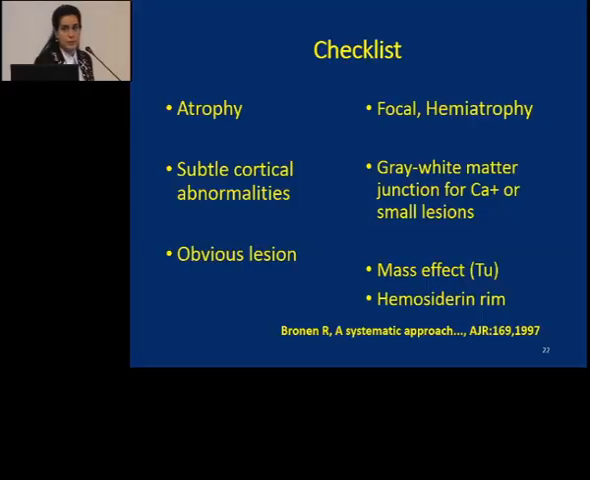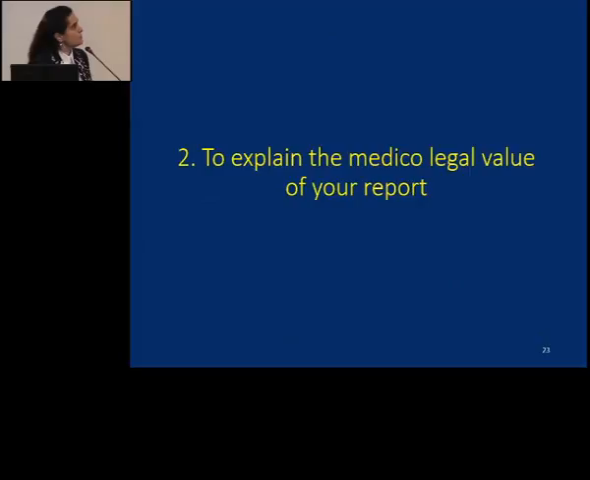In terms of atrophy, you should think not only of hippocampal atrophy or mesial temporal sclerosis, but you should think also of focal atrophy, or in case of hemiatrophy, you can apply gadolinium if you face a patient with Sturge-Weber disease. Subtle cortical abnormalities, just look at the gray-white matter junction, if there are any even small calcifications or some other small lesions. Obvious lesions, mass effect or hemosiderin rim. This is easy to detect.